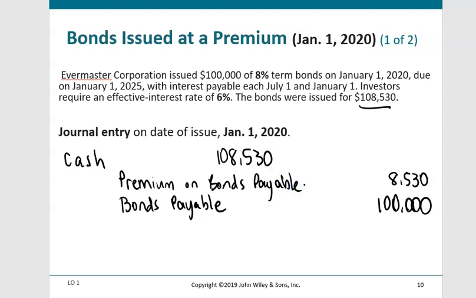So once this entry is recorded, what is the carrying value of the bonds payable? It would be 108,530. So we can say the carrying value after this journal entry is recorded is 108,530. And as you know, we're going to need this carrying value when we're calculating our first interest expense at July 1st. This is what's going to be used as the beginning carrying value.